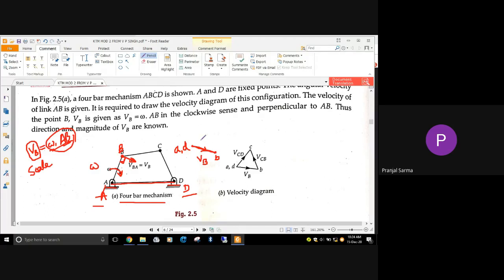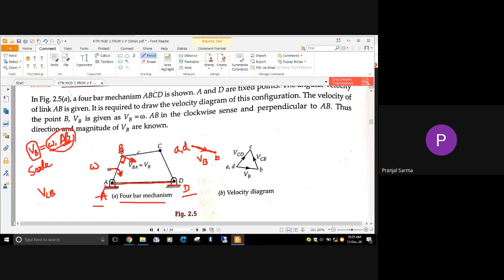Now, see, if we consider PCB, what does PCB mean? It is the velocity of C with respect to B. Correct. So it's the velocity of point C with respect to B. And what will be its direction? PCB, it is C, B at C.